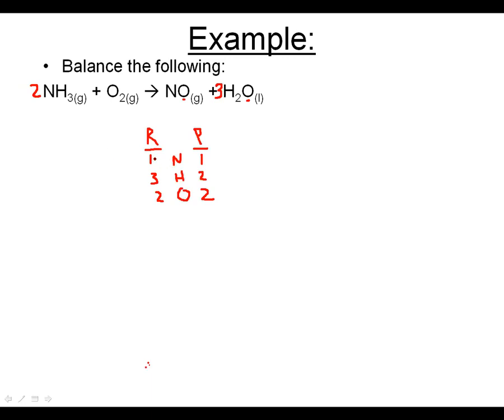To get our hydrogen on the left-hand side to 6, we would need a 2 put in front of there. That gives us now 2 nitrogens on the left. Hydrogen, 3 times 2 is 6, which is good. And we still have 2 oxygens on the left-hand side. On the right-hand side, we have 1 nitrogen. We have 3 times 2, which is 6 for our hydrogens. And then for our oxygens, we have 1 here. But now we have 3 more over here. So that is going to give us 4.